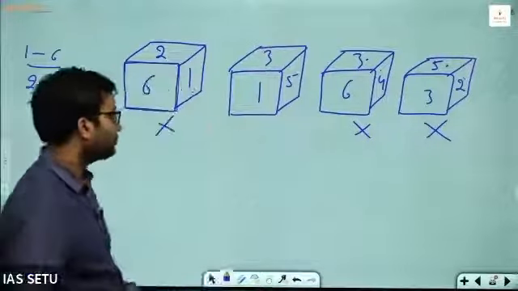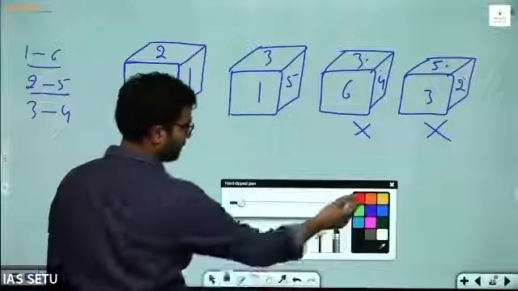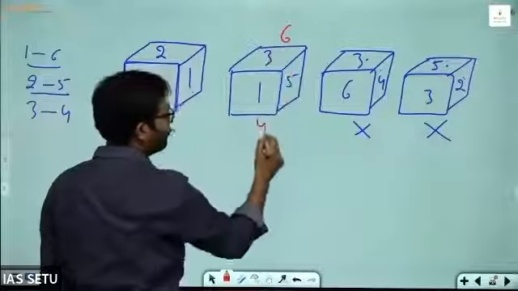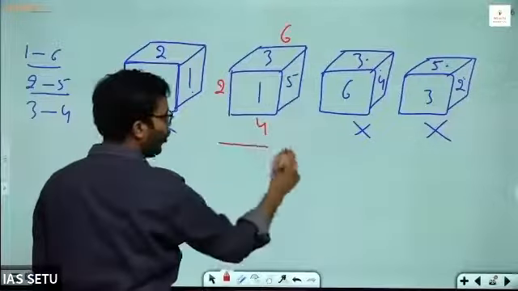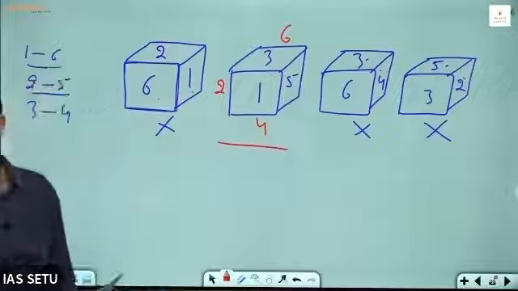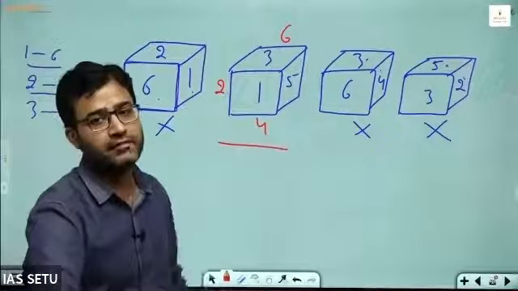Now this one is left. Opposite of 1 you can put 6. Opposite of 3 you can put 4. Opposite of 5 you can put 2. Only figure 2 is correct in this question, which satisfies a total of 7. Always 7.